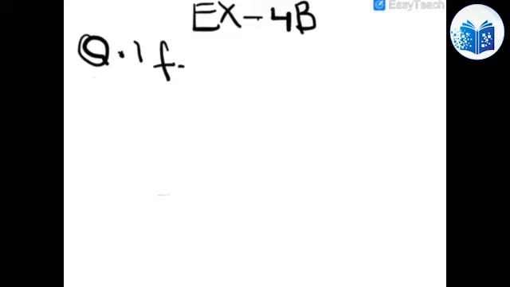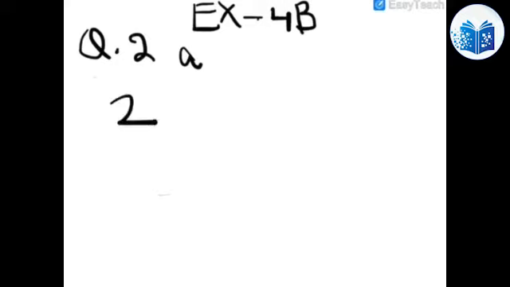Question number 2 says, find the value of each of the following. Please bear with me, because I'm trying to use this mobile to teach you via the whiteboard. I hope it's not going to be very annoying. Question number 2, part A. We have 2 power 0 multiplied by 2 power 4.